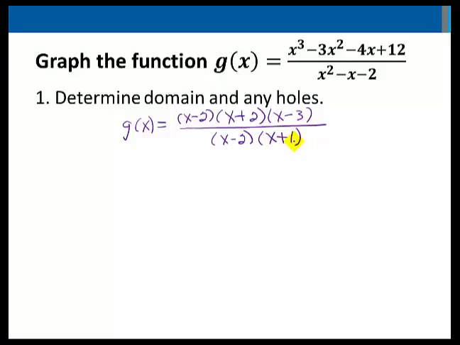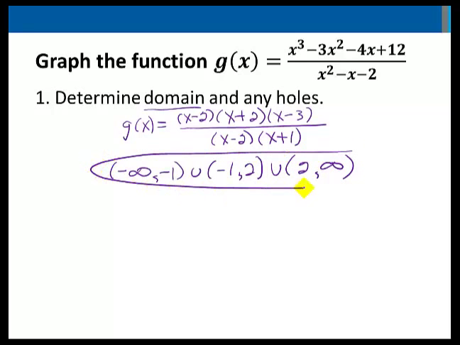Note that our domain will exclude the values of x equals 2 and x equals negative 1, so the domain will be negative infinity to negative 1, union negative 1 to 2, union 2 to infinity. And also note here that x minus 2 is a factor of both the numerator and denominator. So actually x equals 2 will be a hole in the graph. So the hole's at x equals 2.